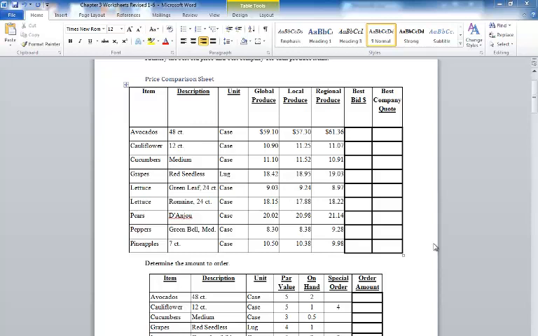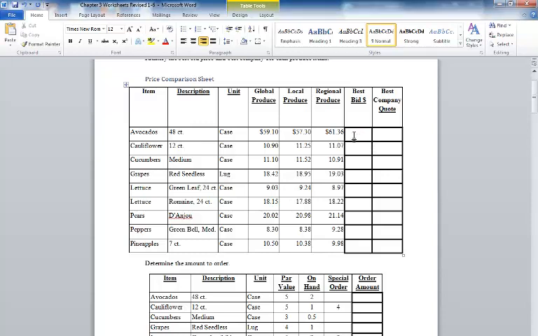In this example, I have 3 produce companies: global, local, and regional. If I'm ordering from 3 approved vendors, I may look at the price, and that will be my best bid. But remember that the best bid is not always based on price. It may be the quality, and certain companies are known for having a higher quality, and I know from history that that's the case. In this exercise though, let's just take best bid based on price.